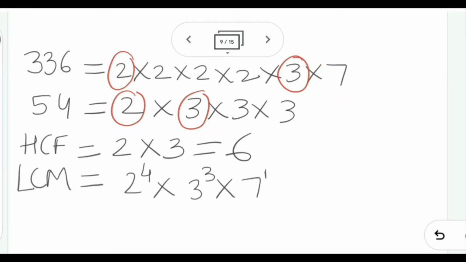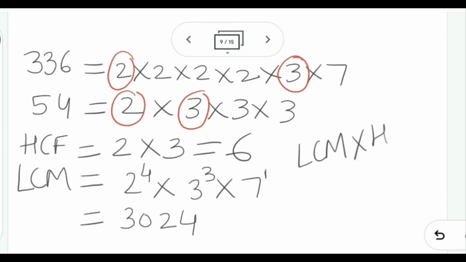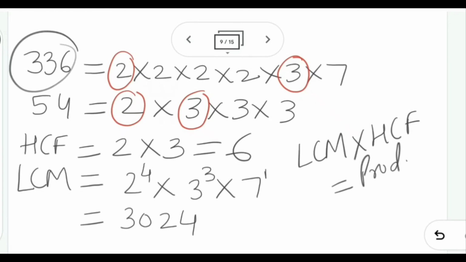So when we are finding LCM, we have to write all the prime factors, all the prime numbers, and we have to mention their highest power. So when we multiply all these factors, we will be getting LCM of these numbers as 3024. You can multiply and check. So this is how we can find LCM and HCF, and further we can verify the formula also, that LCM into HCF equals to product of the two numbers, that is 336 and 54. So this I am leaving for you to try yourself.